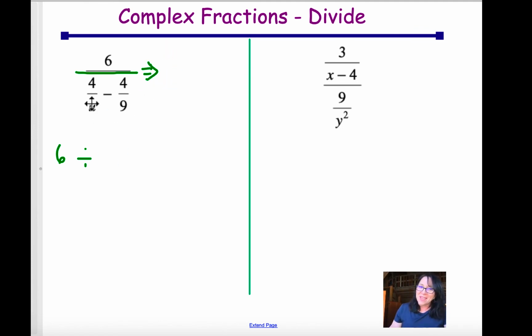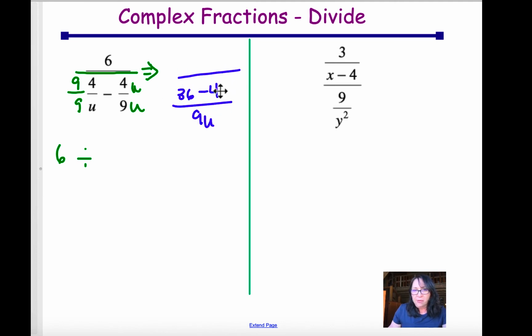This needs a 9 over a 9 to get these together. And this needs a u over a u. And so this is going to then be on the denominator. I'm just simplifying the bottom right now. 9 times 4, which is 36 over 9u, and then 36 minus 4u. Okay? And that's 6 divided by, see there's the divided by, 36 minus 4u all over 9u.